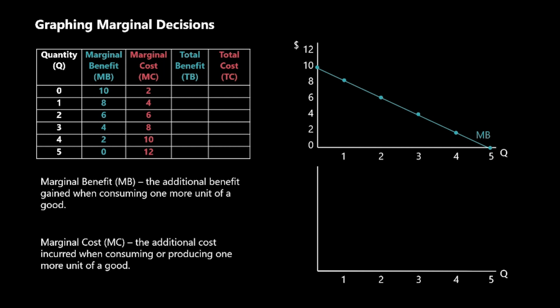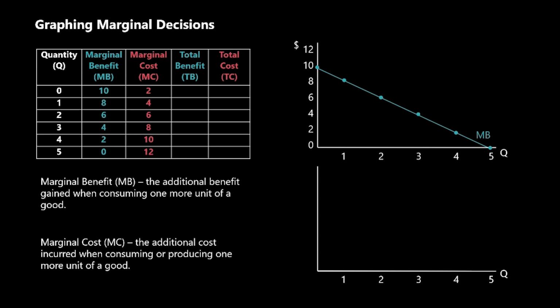So for example, if you were eating pizza, you would expect the first slice to give you a large amount of benefits, especially if you're hungry. The second slice would give you additional benefits, but it would give you less. The third less, maybe the fourth none if you're full. So this negative relationship assumes that our additional benefits go down as we consume more and more of a good.